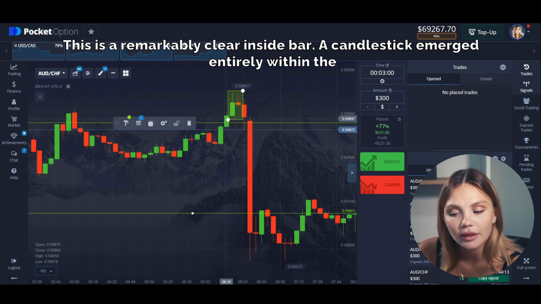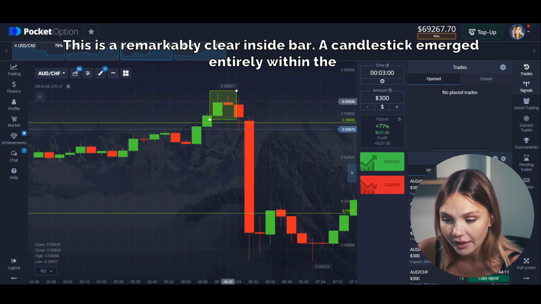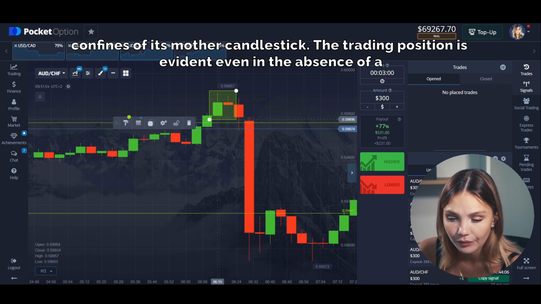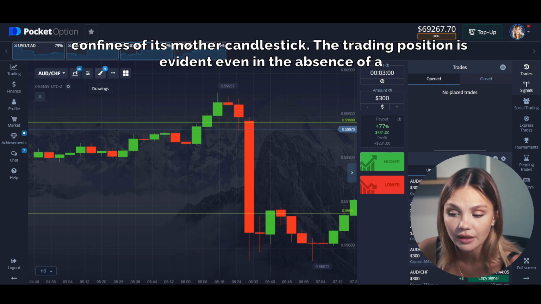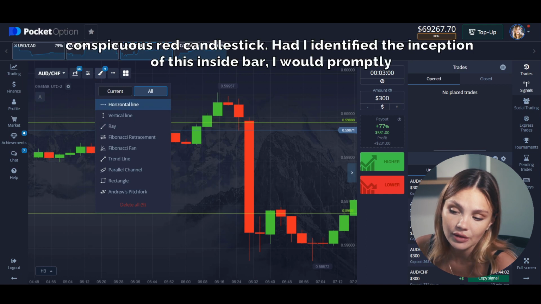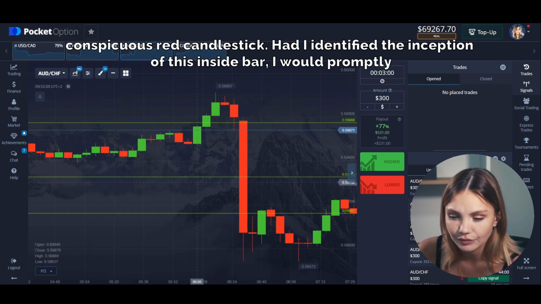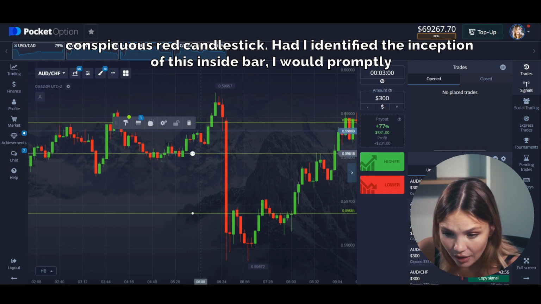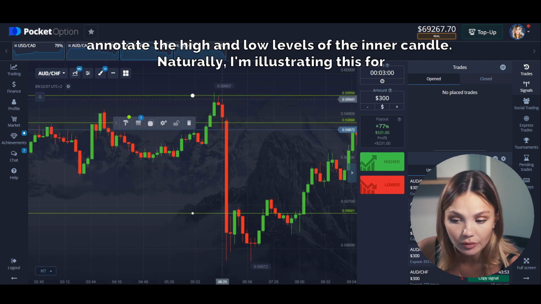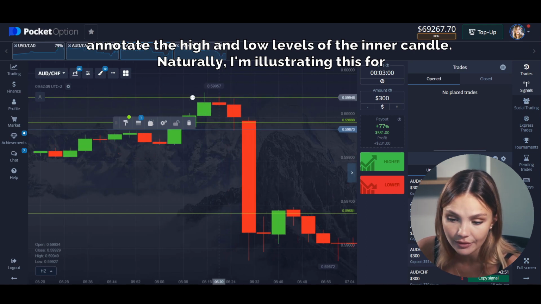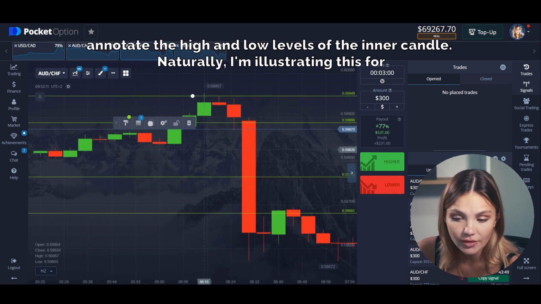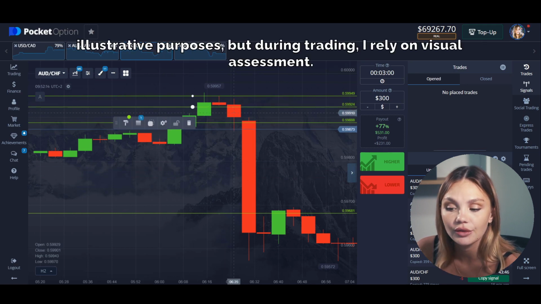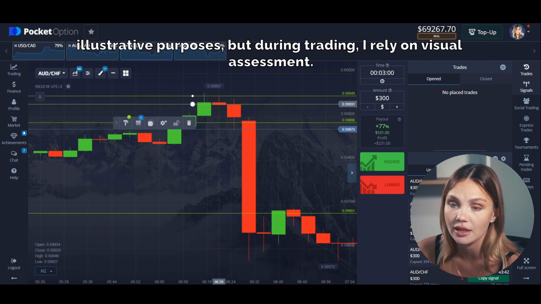This is a remarkably clear inside bar. A candlestick emerged entirely within the confines of its mother candlestick. The trading position is evident even in the absence of a conspicuous red candlestick. Had I identified the inception of this inside bar, I would promptly annotate the high and low levels of the inner candle. Naturally, I'm illustrating this for illustrative purposes, but during trading, I rely on visual assessment.